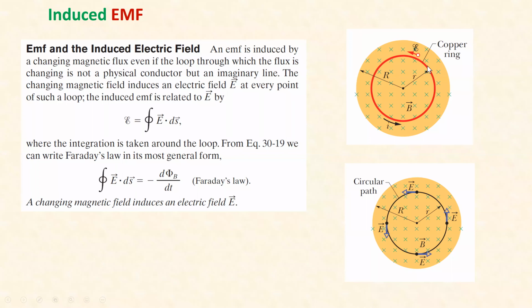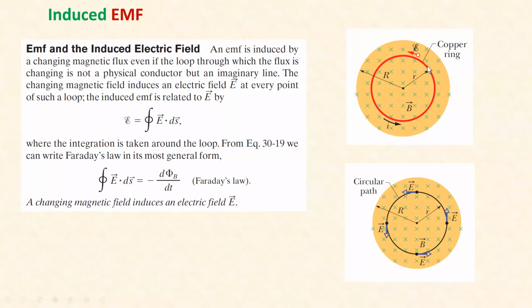And it is the same for the electric field. If the electric field changes, the magnetic field will be produced the same way. We're going to talk about that in chapters 31, 32.